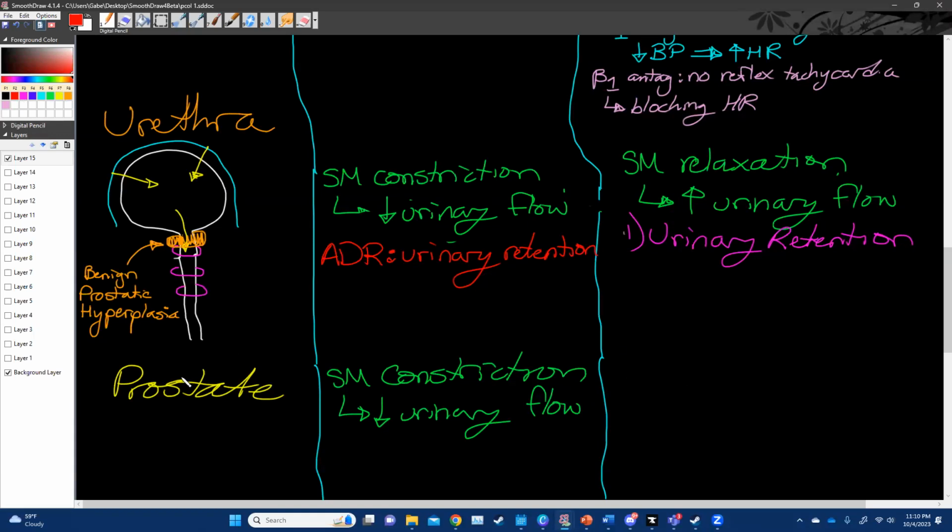So is this situation beneficial in BPH? No. We're taking a situation where someone already has trouble peeing, and we're making it much worse. So a contraindication for the use of an alpha-1 agonist is BPH. They're already retaining urine. Don't make it worse.